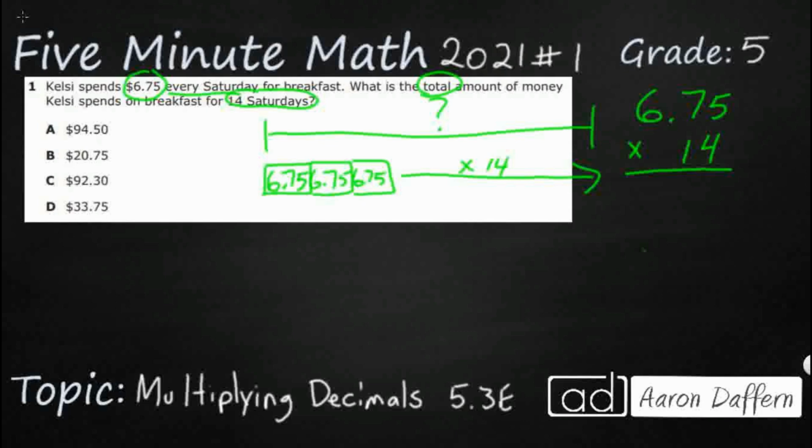But let's see if we can estimate here, because I'm looking and it looks like I've got two answer choices, B and D, that are kind of close together. And then it looks like I've got these two, A and C, that are kind of close together. So I bet if I estimate, I could probably knock two of the answers out of contention. So 6.75, we're going to round that to the nearest dollar. So that means we're looking at the 10-cent place, and that 7 is 5 or more. Remember, when it's 5 or more, that means it's going to round up. So 6.75 is about $7.